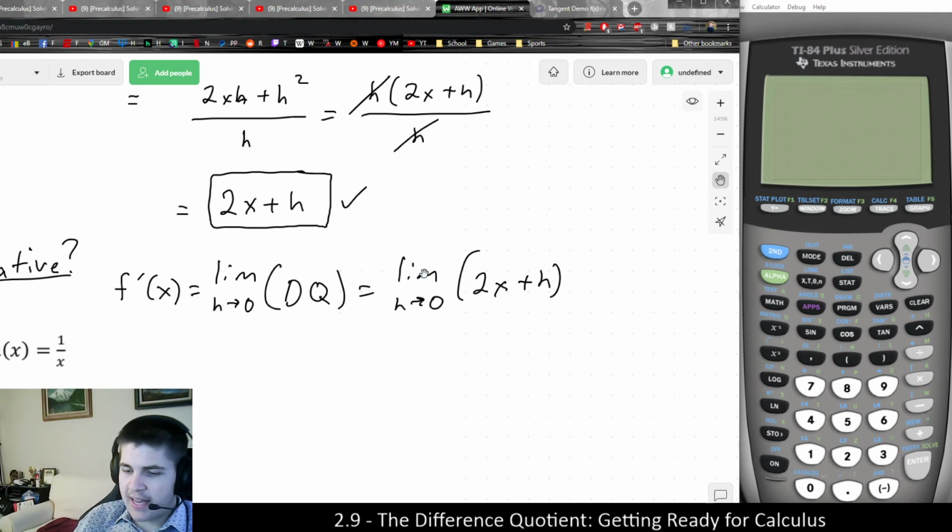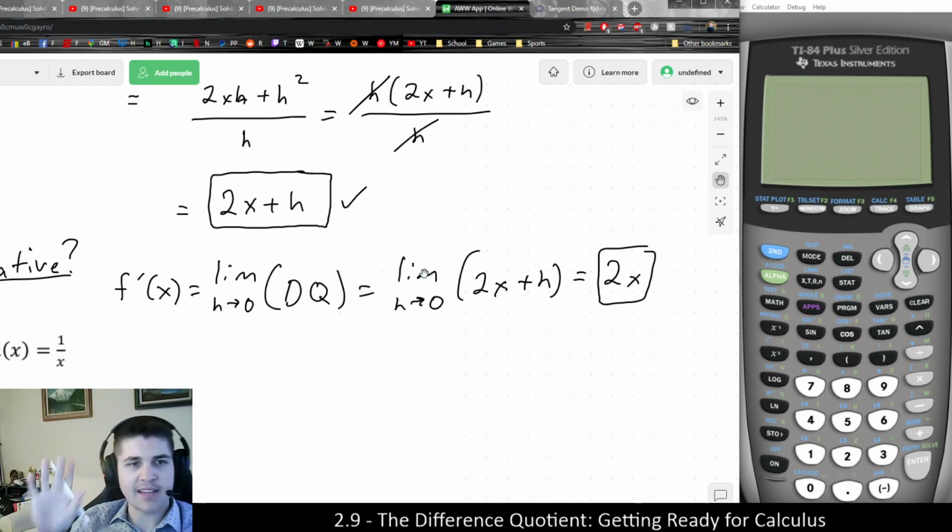And again, we're not getting into limits right now because that's something that you're going to talk a lot about in calculus, but at the end of the day, what we get is what we refer to as a derivative of our original function, which is 2x, from the difference quotient.